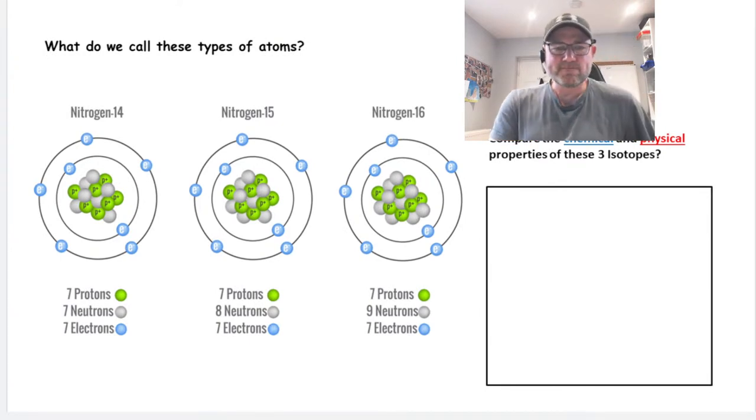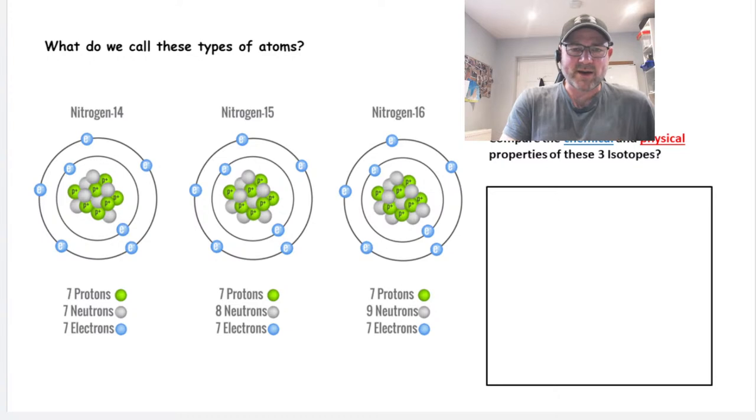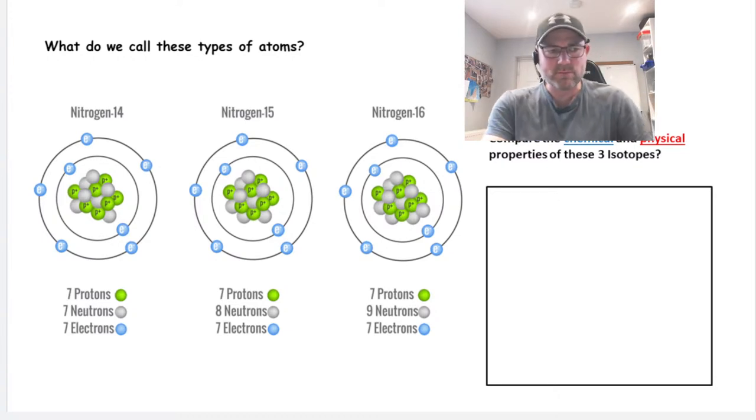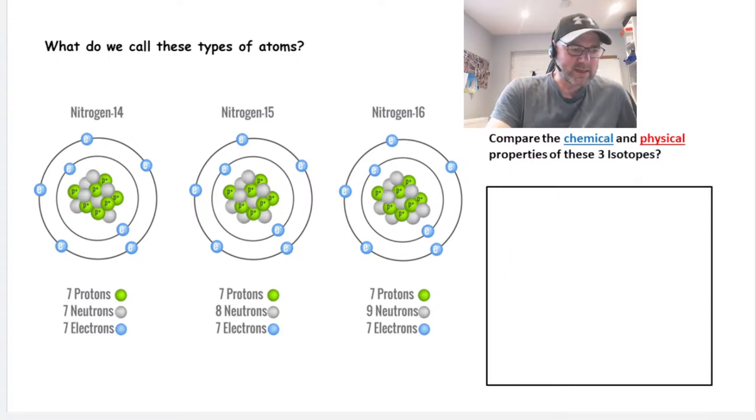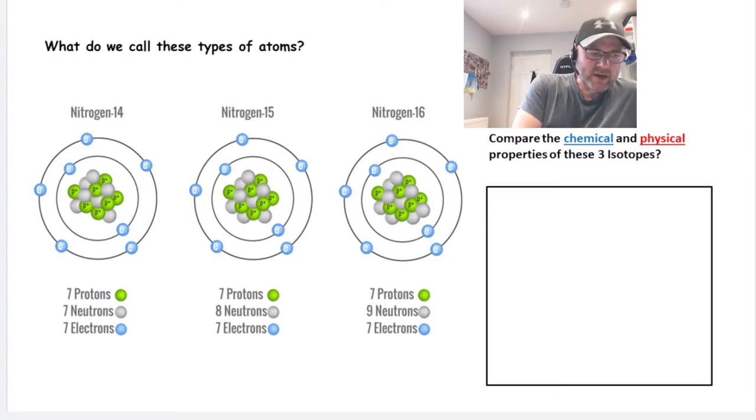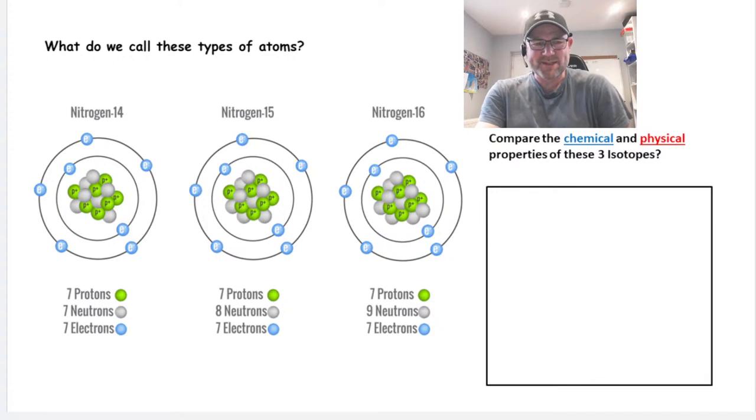Couple more things. What do we call these types of atoms? Oh, my screen's in the way of some of this. Let me move my camera. Anyone remember the name of these types of atoms? Got nitrogen 14, 15, and 16. That's right, Gabby. That's right, Lois, isotopes. Absolutely.